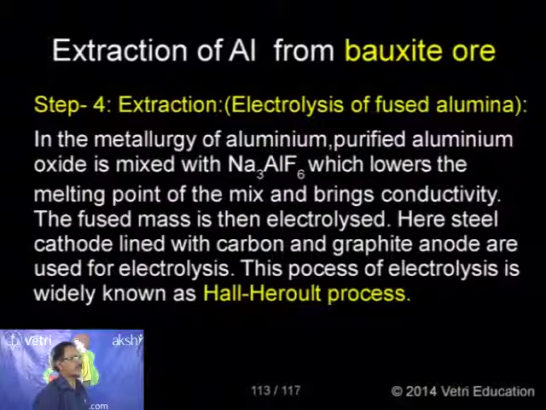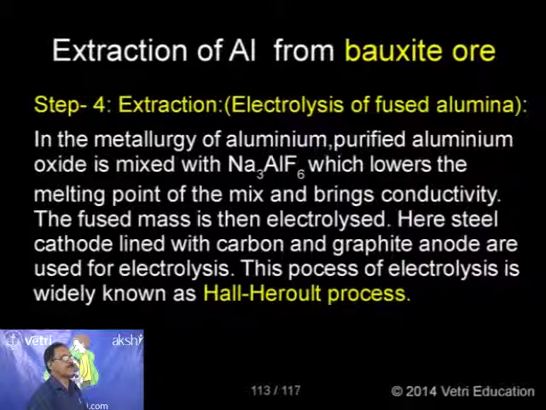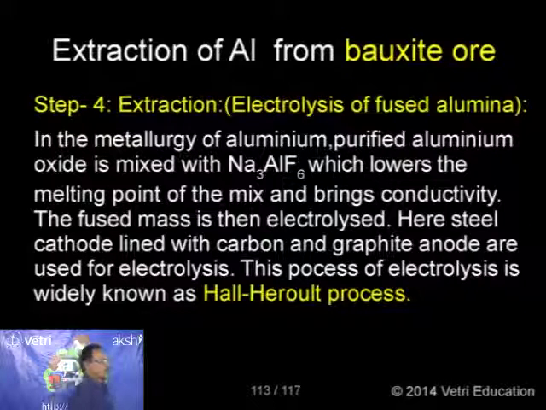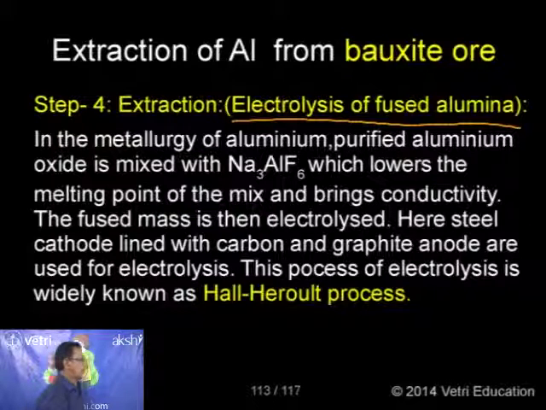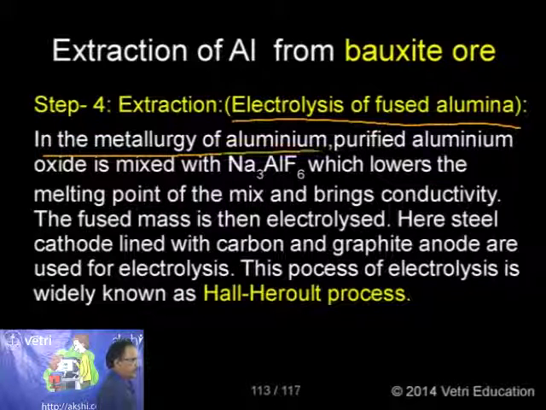Then step 4, extraction. In this case, I have already given a number of methods under extraction. One of the methods we follow is electrolysis of fused alumina, which I am going to apply. So what will happen in the metallurgy of aluminum?